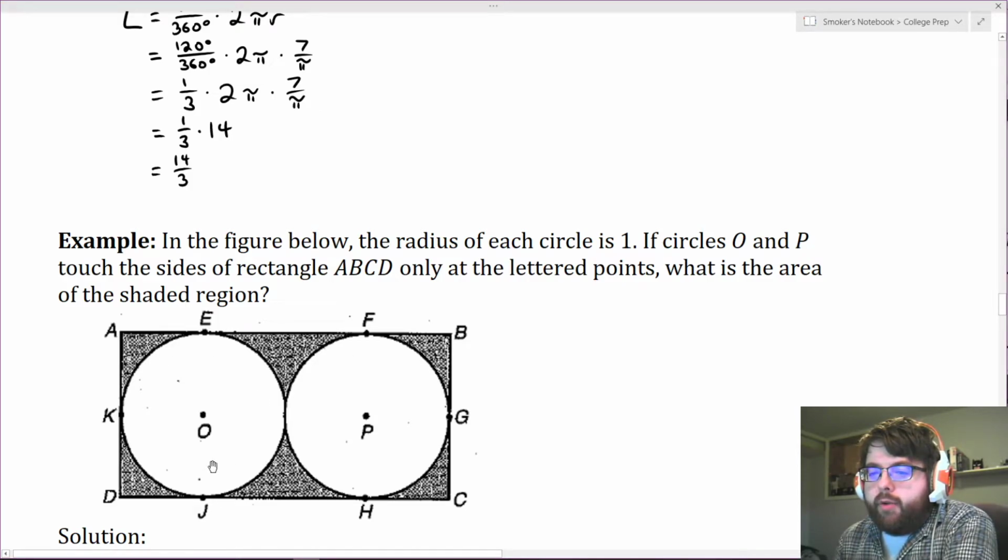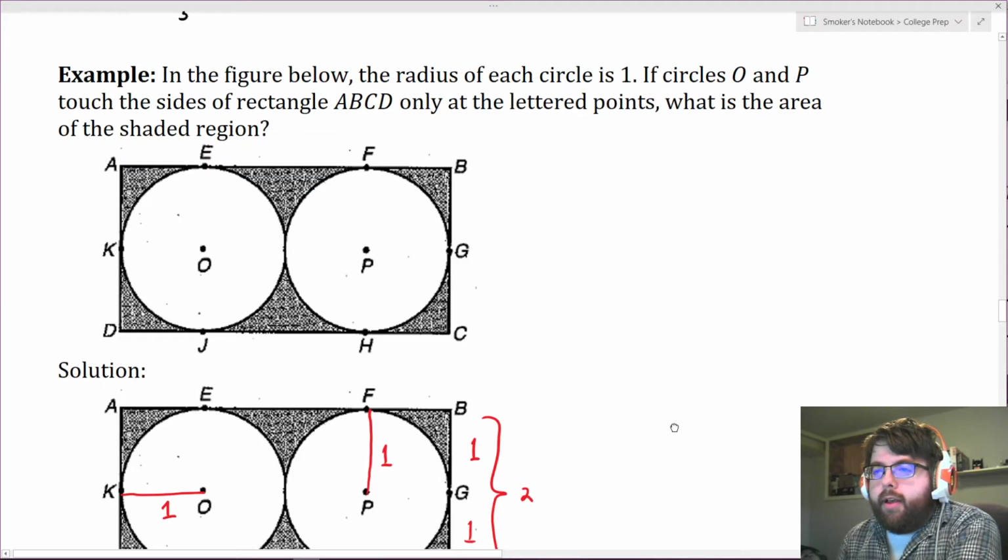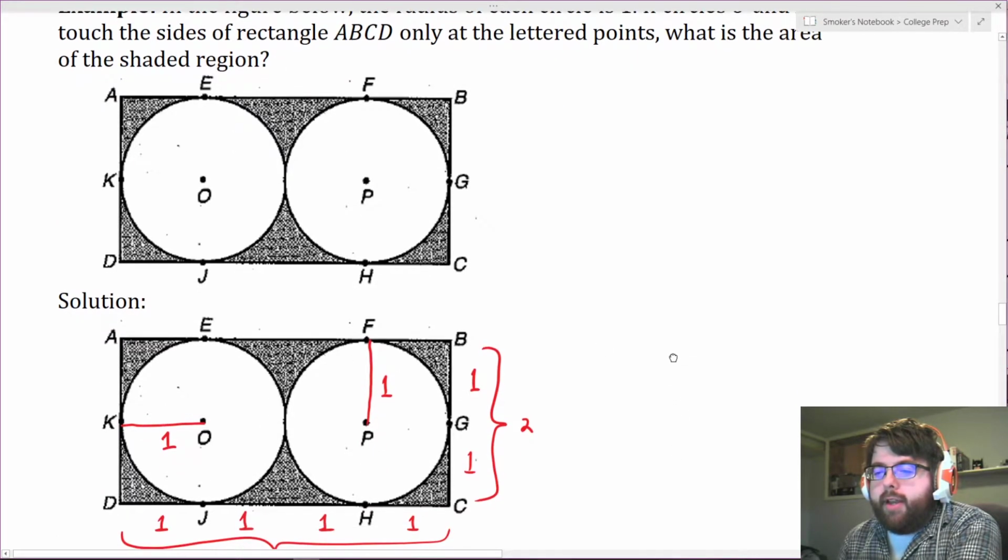If the entire rectangle is shaded, well, then that would be easy. We'd do length times height. But what's happening is we're taking the length times height of the rectangle and we're going to subtract these regions out. So we want the area of the circles, we want the area of the rectangle, and the area of the rectangle minus the area of the circles will give us the shaded region. It's a very common problem that you'll get in the SATs.